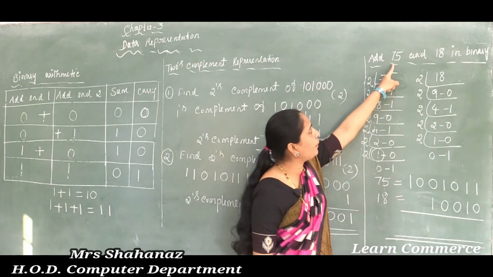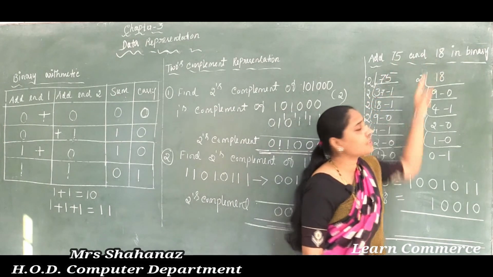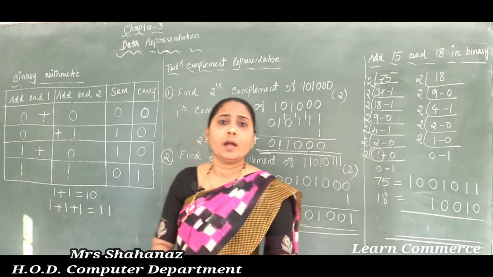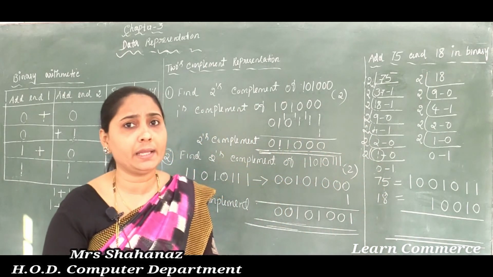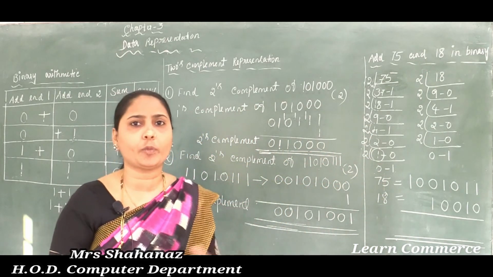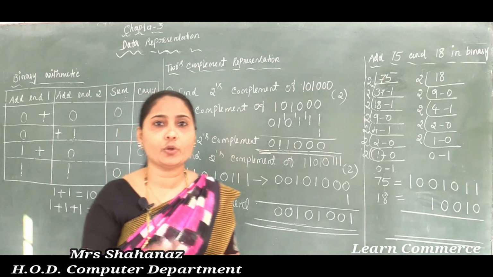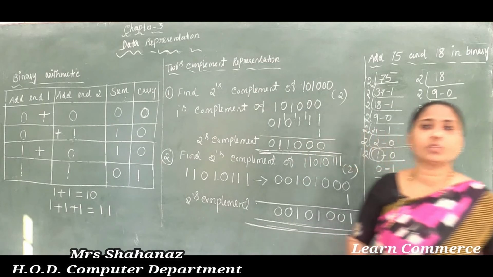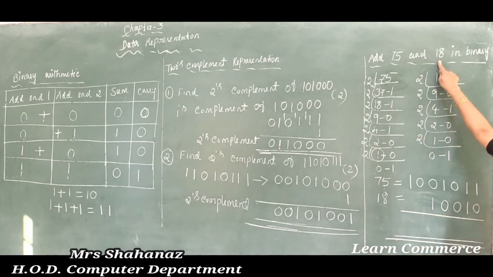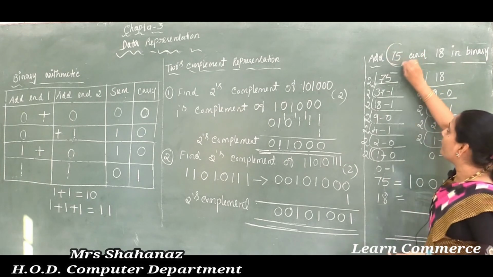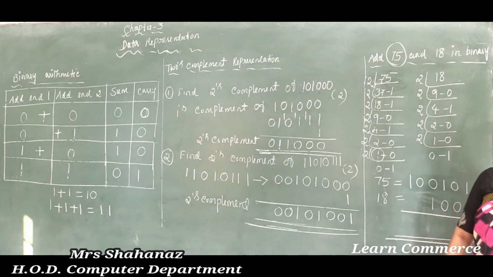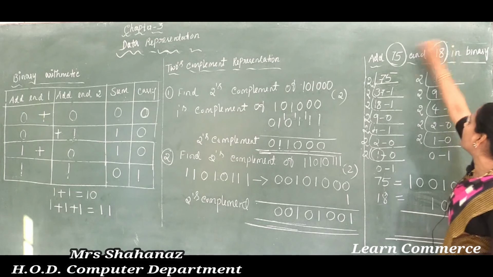Later, not just the number 75, we know that when you are going to add any number, just by taking one number it's not possible to make the addition. We need to use the next number also. Okay, one number I have taken as 75. The next number is the 18.